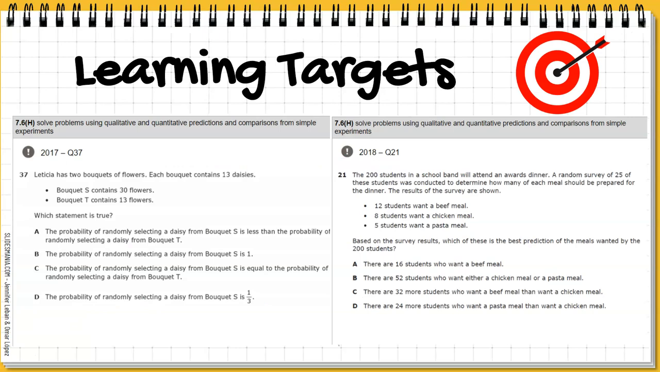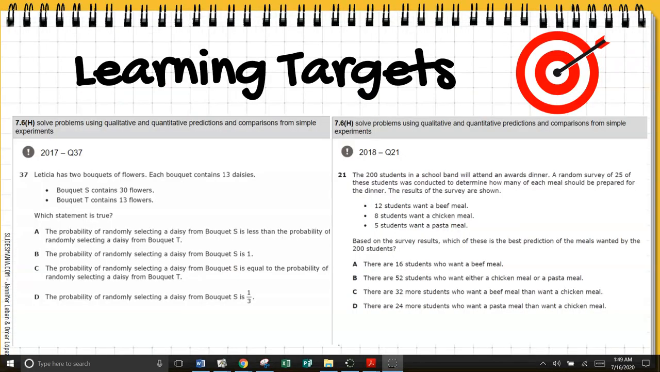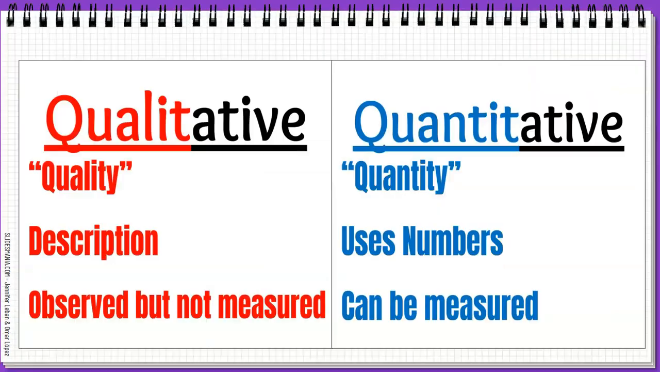So for our learning targets, by the end of this lesson, I should be able to solve these 2 problems. If you notice, these 2 problems are from the standard 7.6H, and while they look similar, they also have a lot of differences. And by the end of this lesson, we can solve these. So now let's talk about some vocabulary.